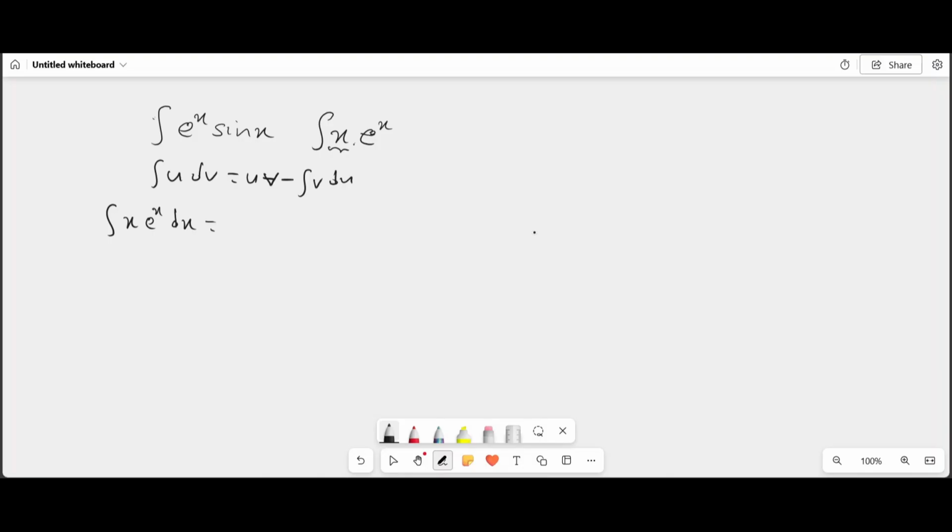Now, there is a rule, I call it LIPET. L-I-P-E-T. Why do I call it LIPET? Because when you do integration by parts, u is the function that you choose to differentiate first, and v is the one that you find the integration of. So in this order, L stands for logarithm, I stands for inverse function, P for polynomial, E for exponential, T for trigonometric. So you always choose your u according to this order.